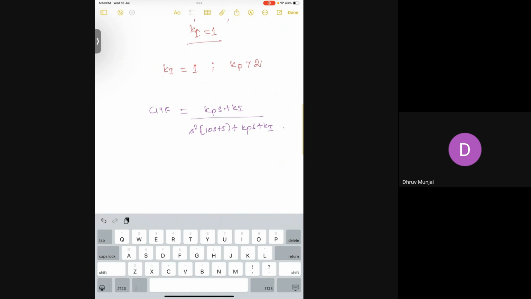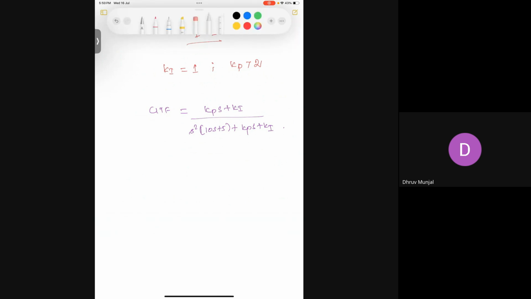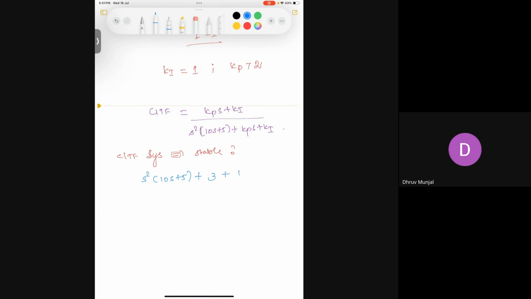But now, substituting this value. For the system, the closed loop transfer function is stable or not? That is the question. So to answer that, I'm substituting in the characteristic equation. Plus Kp should be greater than 0. For example, I'm taking 3. Plus K equal to 1. Whatever value you can take, considering Kp greater than 2.